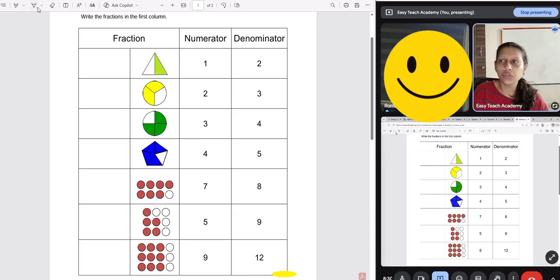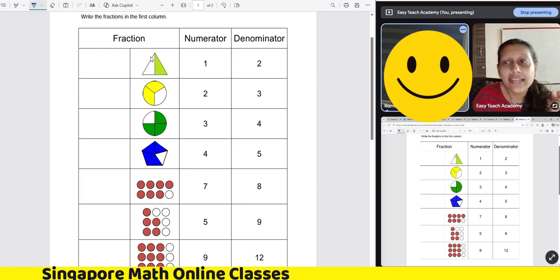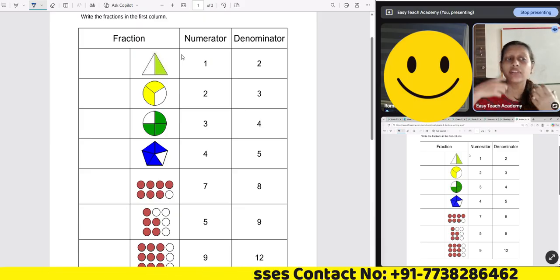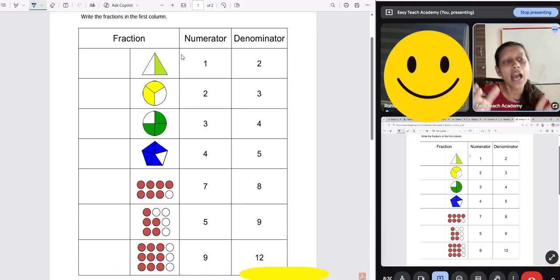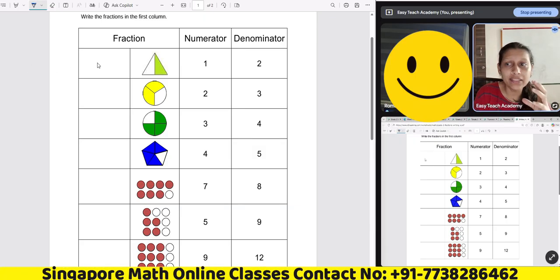Did you receive this worksheet? Yes. Now, first we have learned what is numerator and what is denominator, right? Now he is telling you, I have given you the number of the numerator and the number of the denominator. Now how will you write it as a fraction? So tell me the first one. How will I write the first answer?